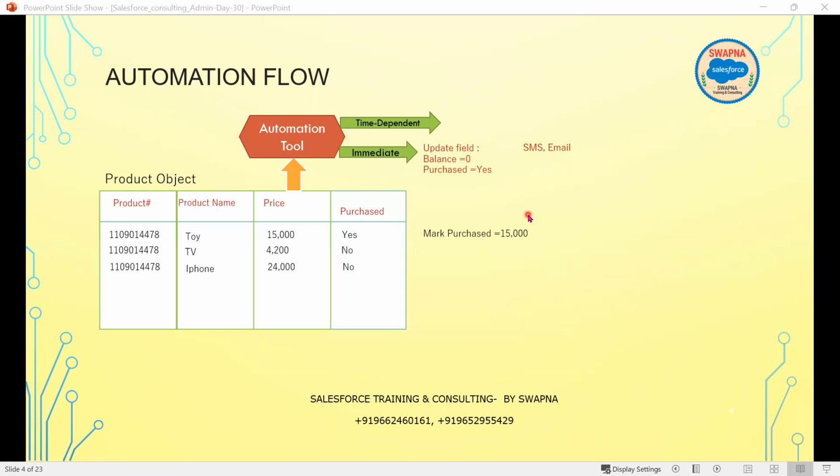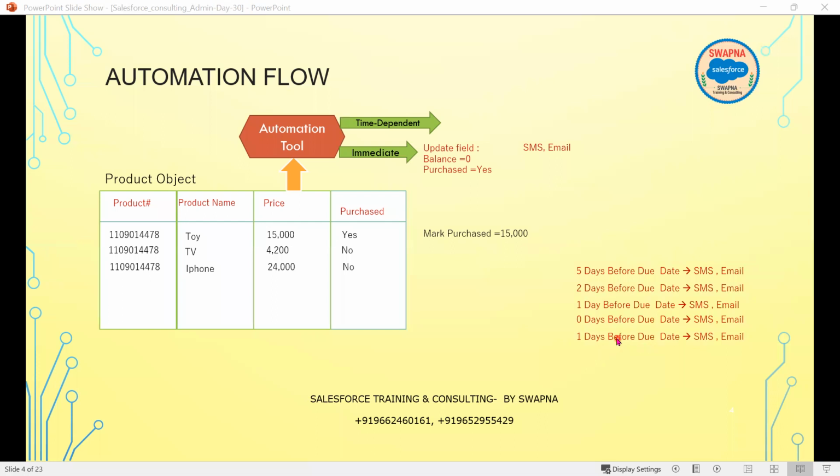Similarly, for the time dependent or scheduled action, like 5 days before the due date, I'm going to send an email. So assume that Mark has not paid the amount here. In that case, Amazon is going to give us an alert message that you are yet to pay the amount. Similarly, 2 days before, again, it will remind that your amount is still pending. 1 day before, due date is still pending. 0th day, due date still pending. 1 day after, we are going to send another email and then we are going to close that cart.